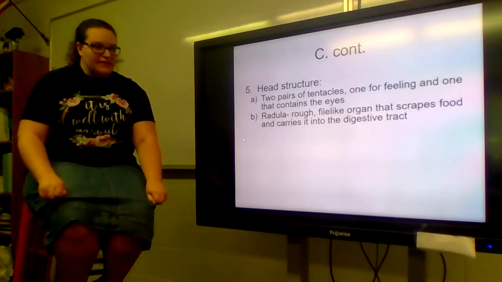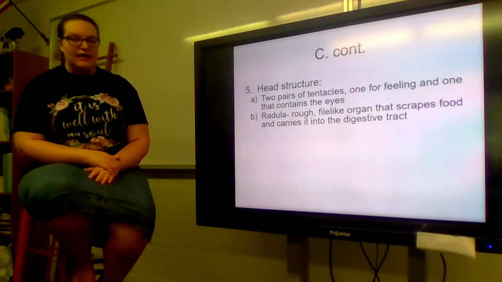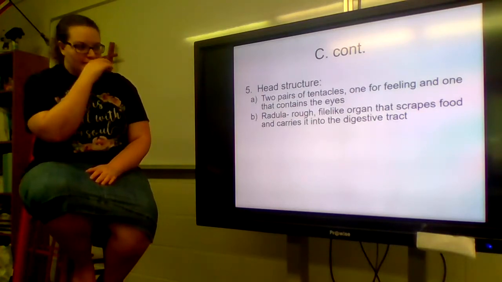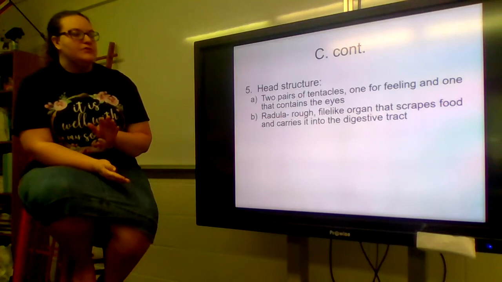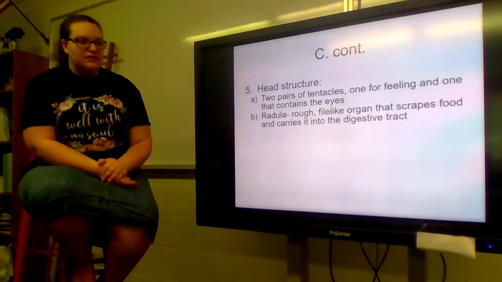Head structure. They have two pairs of tentacles, one for feeling and one that contains the eyes. If you ever look at a snail, you will notice this. And then they also have the radula, which is a rough file-like organ that scrapes food and carries it into the digestive tract.